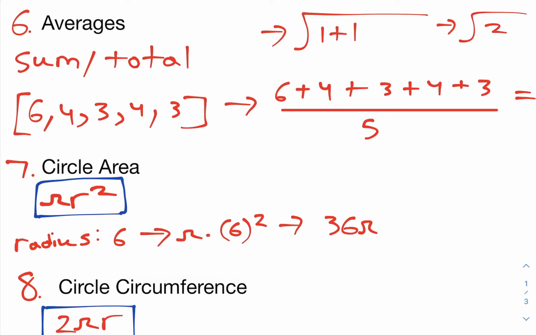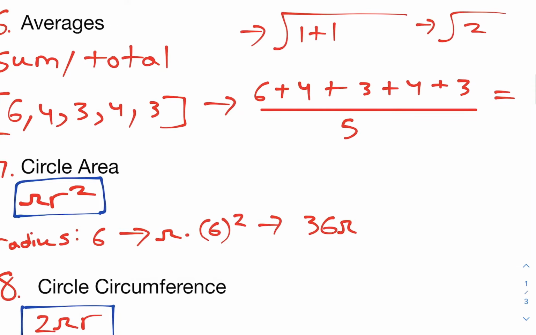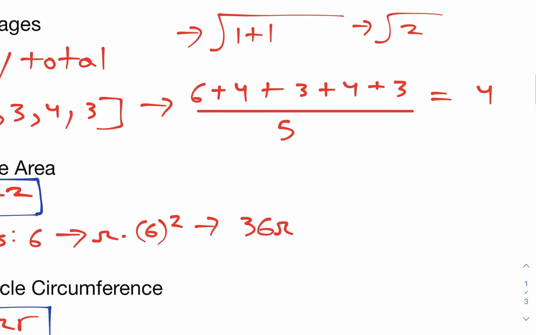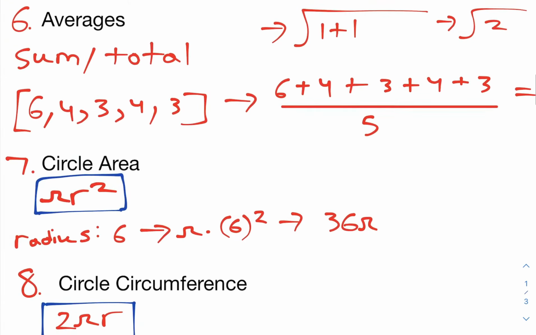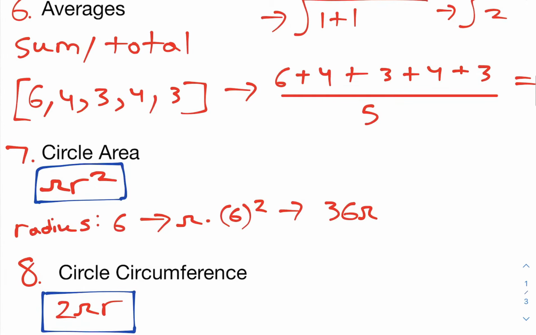So if I have the list 6, 4, 3, 4, 3, I'm going to add them all up. So if I add them all up, I get 6 plus 4 plus 3 plus 4 plus 3. I'm going to divide them by the total amount of elements, which is 5, and I get 4, which means that the complete average or mean of this list is 4.